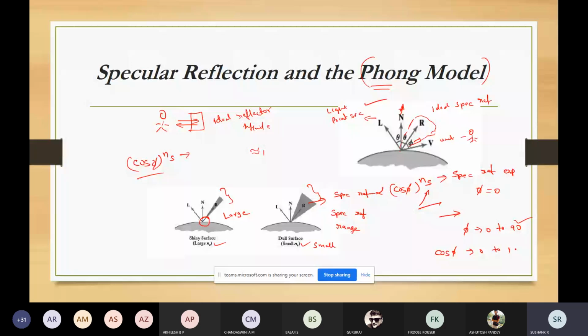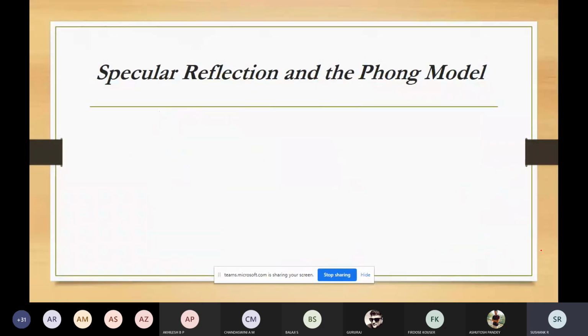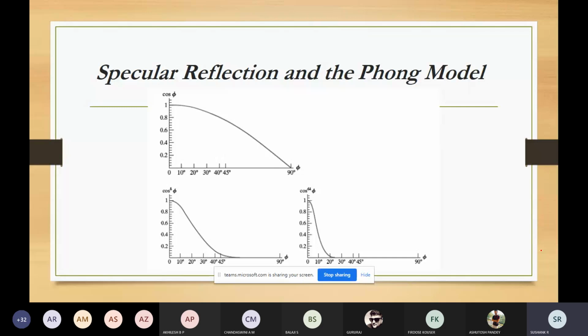So this is regarding the Phong model. Now you can see the effect of that specular reflection exponent ns over this distribution.